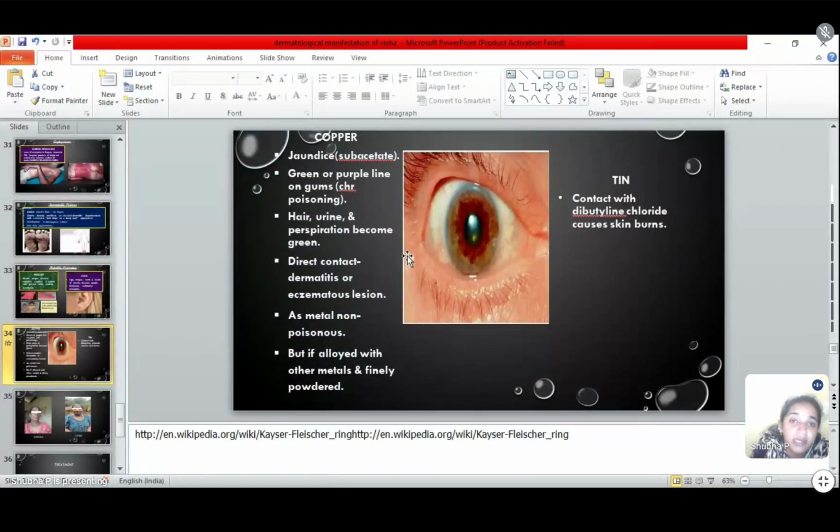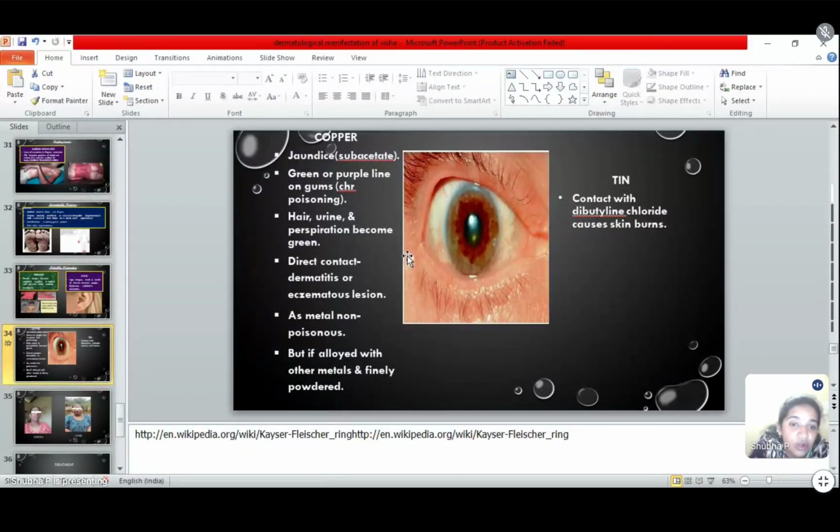Again, jaundice in subacute copper subacetate poisoning. There you see jaundice, and greenish or purple lines on the gums. In chronic poisoning, you see hair, urine, and perspiration becoming greenish. That is again because of the oxide form of copper, which occurs especially in synthetic compounds.